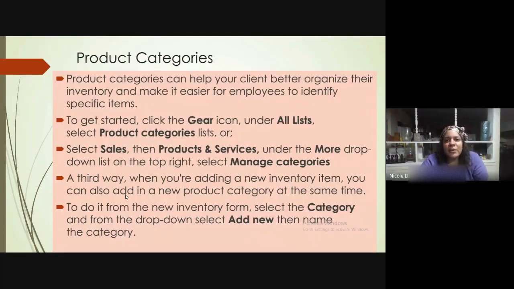Product categories. Product categories can help your client better organize their inventory and make it easier for employees to identify specific items. To get started, you would click the gear icon and then you would select all lists and then you would select product categories. Another way is to select sales and then product and services. And under the more drop-down list, you can select manage categories. And then a third way is if you're adding a new inventory item, you'll have an option there to add a new product category at the same time. You can add a new one or select one that's already there. To do it from the new inventory form, you select category from the drop-down and select add new.